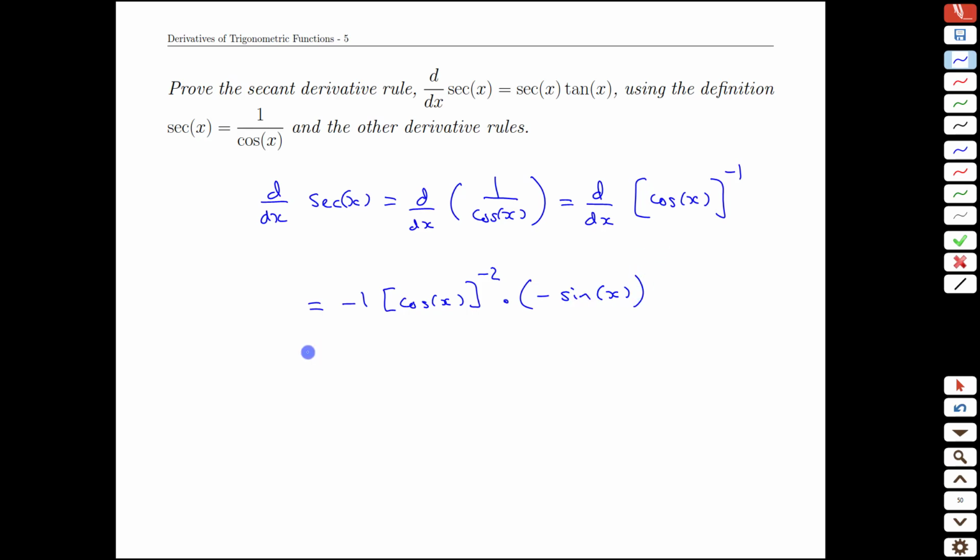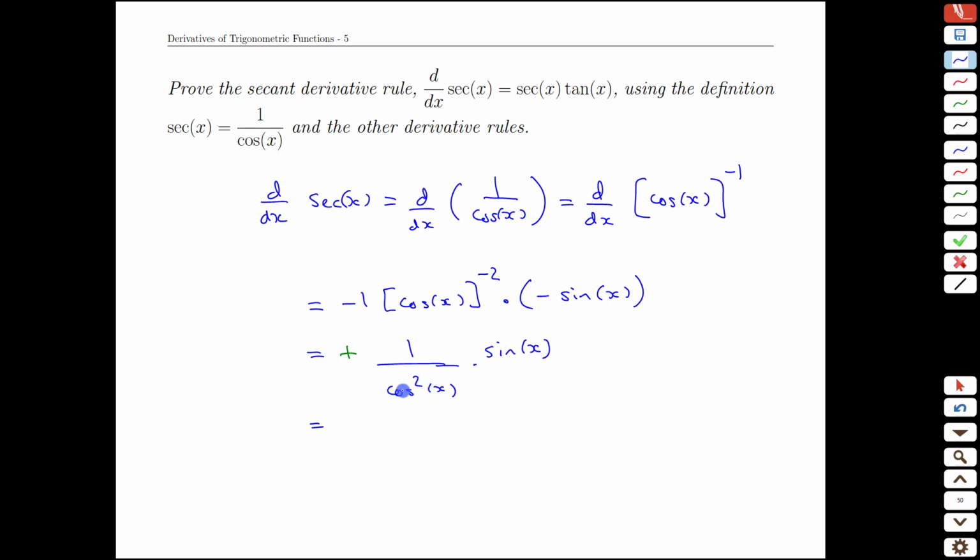That doesn't get us all the way to the end, but we can see some cancellations. We have a negative and a negative, so we're going to get a positive overall. Cosine to the -2 is 1 over cosine squared of x, and then we have a sine of x left over. That's a perfectly acceptable form of the derivative. Historically, though, we tend to put it in this form here, and it's not too hard to do.